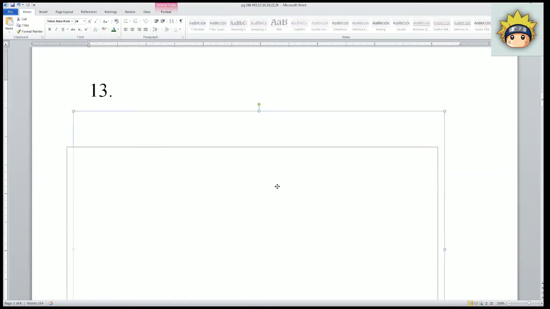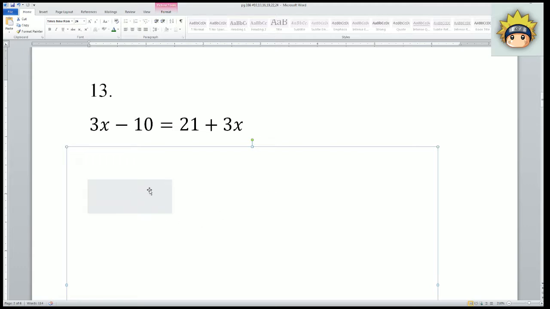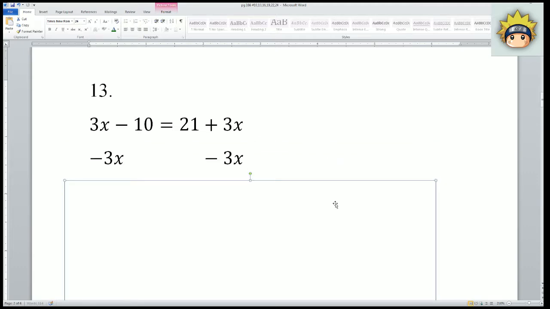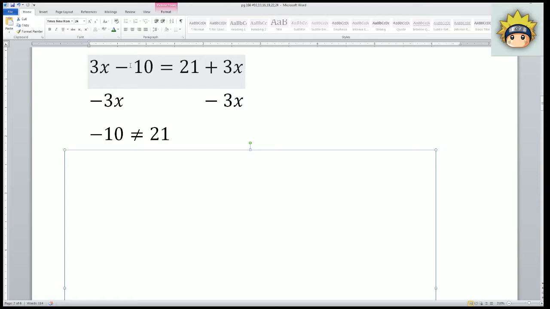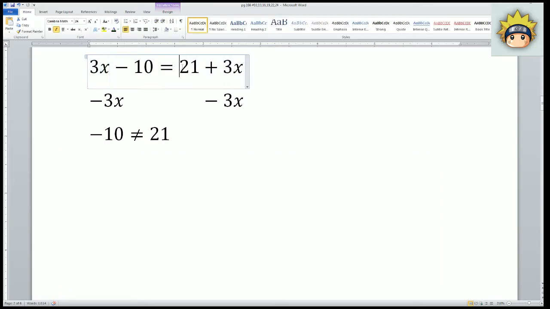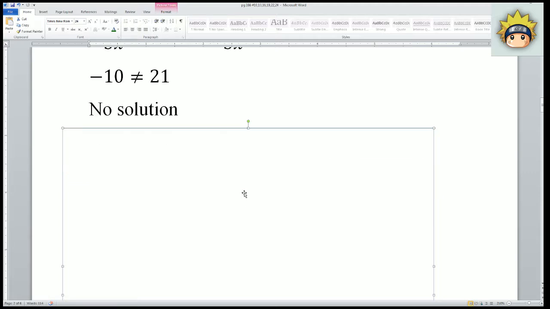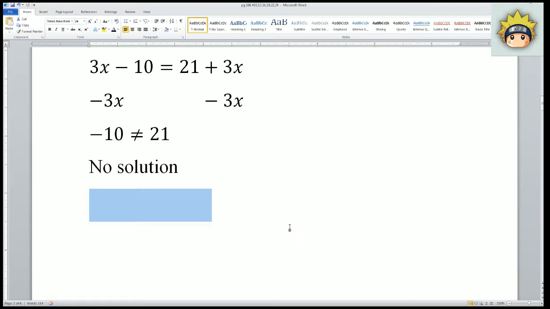Next one, number 13: 3x minus 10 equals 21 plus 3x. We have to solve. Notice that there's a variable on the left hand side and a variable on the right hand side. Let me subtract 3x from both sides to get the variable on one side. Once I subtract 3x, I get negative 10 on my left hand side and 21 on my right hand side. When does negative 10 ever equal 21? It doesn't, so we would say this is no solution. Once we have no solution, we can't really graph it, so this one I wouldn't be able to graph.